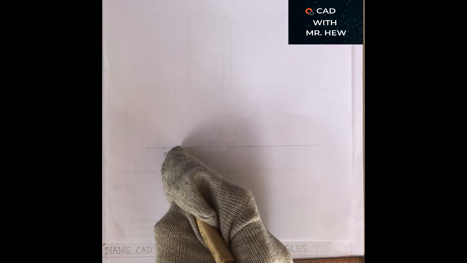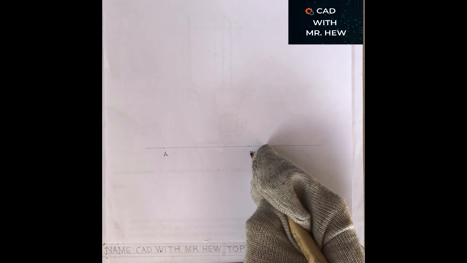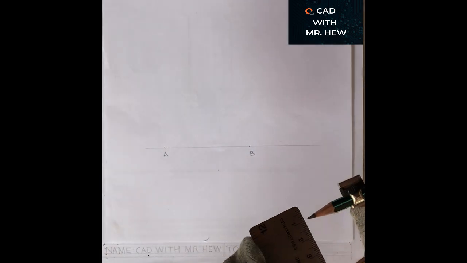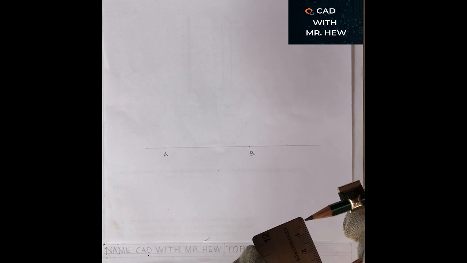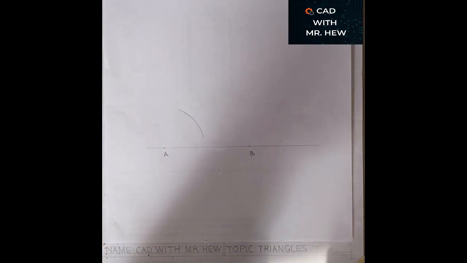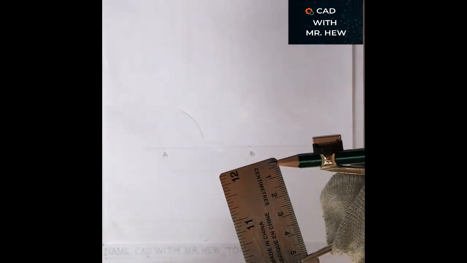So we're going to label this point A. We're going to label this point B, okay? Next, we're going to measure the distance of AC, which is 4 centimeters. So we're going to put the compass at A and mark the arc 4 centimeters from A with the point at A.